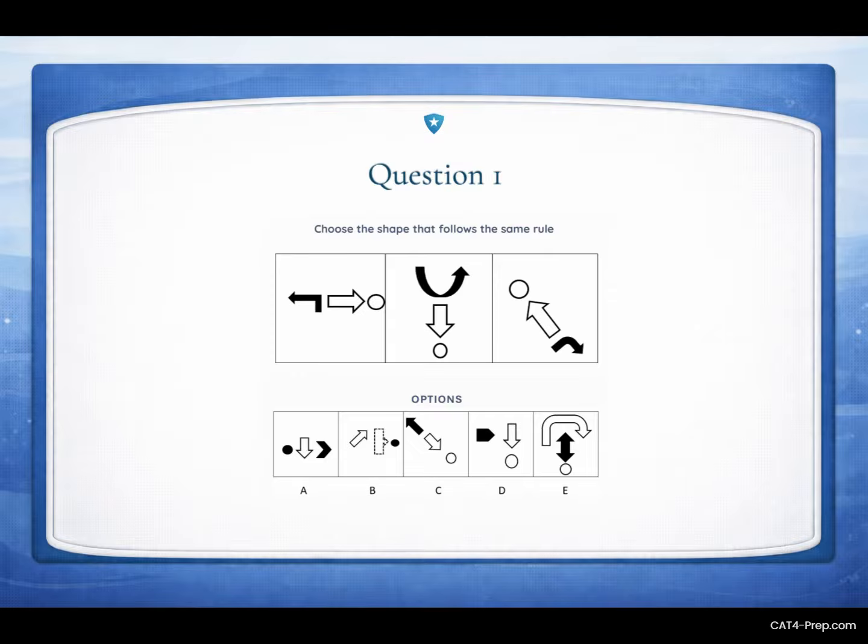Let's start with a figure classification question. Your job is to spot the rule that all three shapes share. Then, choose the option that follows the same rule. Pause the video now and pick your answer.